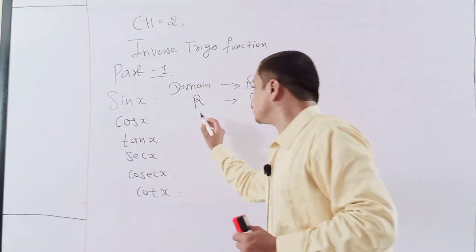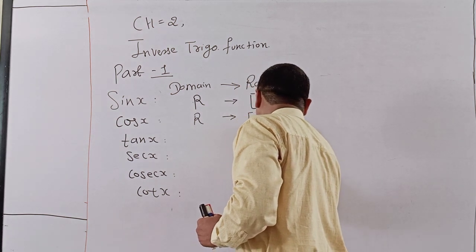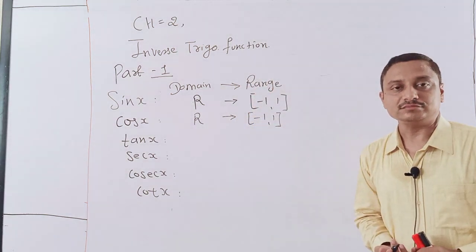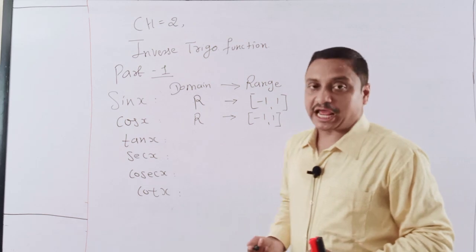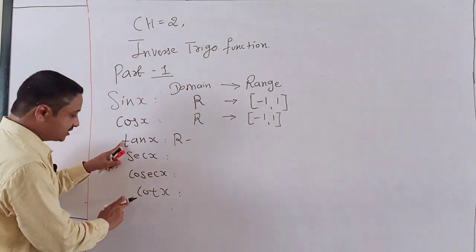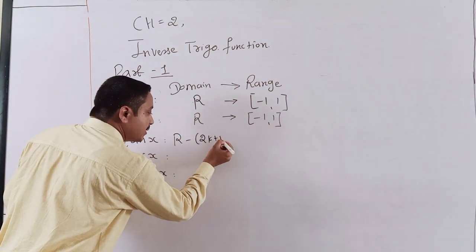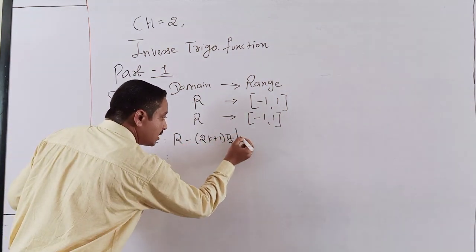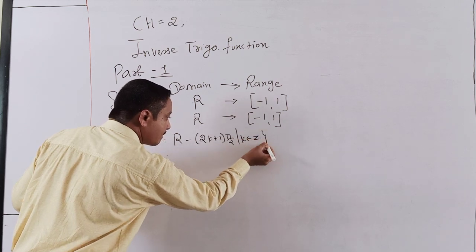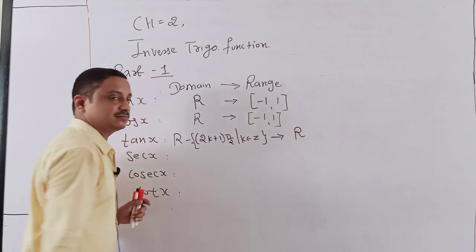Similarly, what is the cos x domain? R and range is the closed interval -1 to 1. Now students, what is the tan x domain? Yes, R minus the points where tan does not exist, that is, where cos is 0. So I write down (2k+1) pi by 2, k belongs to Z, and the range is R.